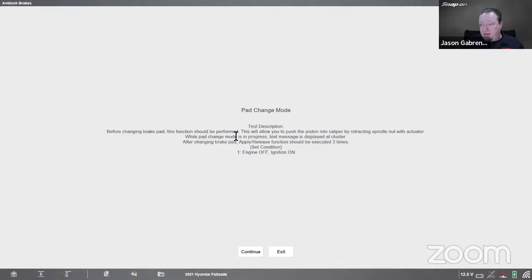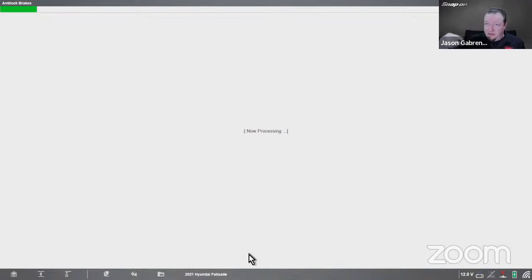Before changing brake pads, this function should be performed. It allows you to push the piston into the caliper by retracting the spindle nut with the actuator. So it'll retract the spindle nut, but you still have to push it in. So you need to understand that. And then you continue. It's going to do the thing. This may give me an error because it's in simulator mode. Guess we'll find out here in a second.